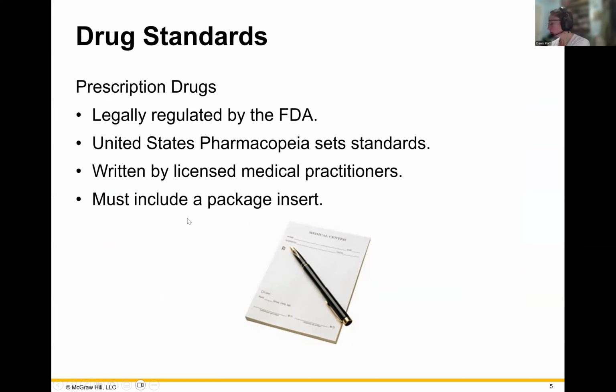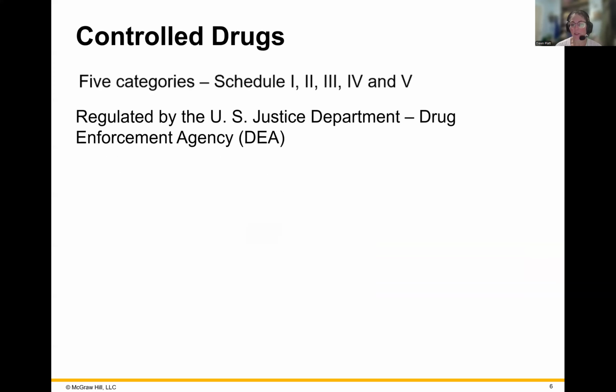I'm going to go through this actually pretty quickly. You guys can read about the drug standards, prescriptions. The provider has to have specific criteria in order to write prescriptions. The Federal Drug Administration is the one that oversees any type of prescribed medication, and there are some over-the-counter medications that they oversee. They don't oversee your vitamins though, your supplements. Those are not overseen by the Food and Drug Administration.